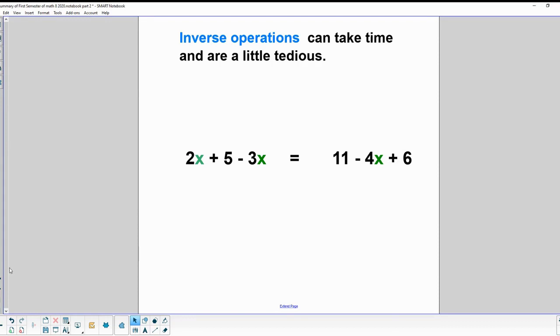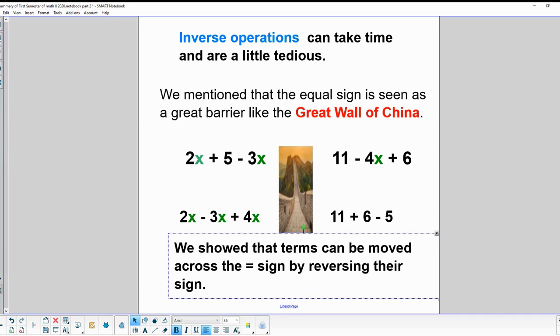So we tried to simplify that a little bit by showing you that sometimes we think of the equal sign as this great barrier. We called it the Great Wall of China just for fun, but it's really not a mystery. In fact, we showed that an entire term like 4x or 2x can be moved from one side of the Great Wall, or the equal sign, to the other by simply reversing its sign. If it's negative on one side, it becomes positive on the other side. And so here's an example of how I moved all the x's to the left side and all the constants to the right, and what their signs would look like if I did that.